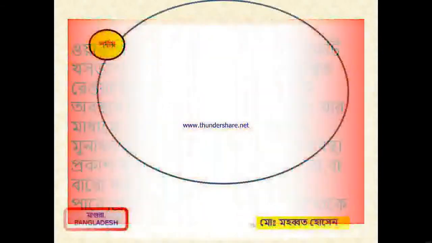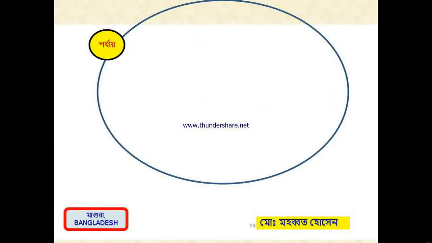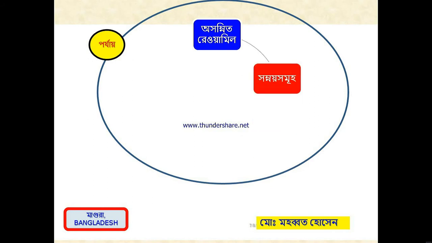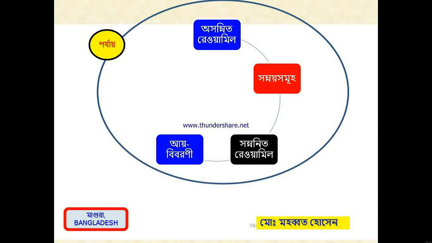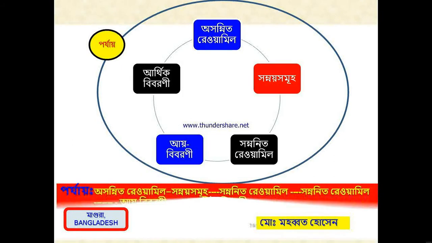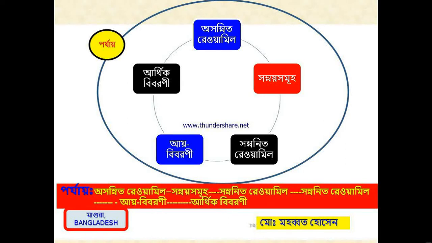So a worksheet has some steps. Number one, unadjusted trial balance, then adjustments, adjusted trial balance, income statement, and balance sheet. So this is the combination of a worksheet in the case of a sole proprietorship organization, and these are the steps for preparing a worksheet.